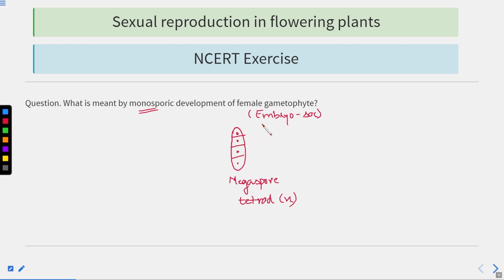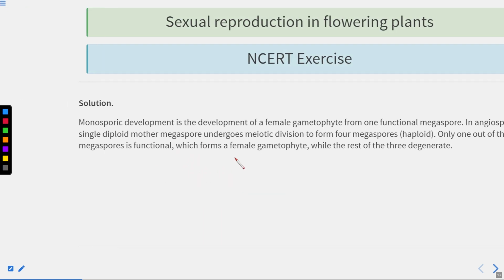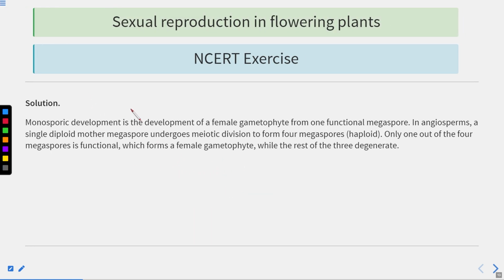Now, out of these, 3 will degenerate and only 1 will be left, which is known as the functional megaspore, and this will undergo mitotic divisions to form the 7-celled and 8-nucleate embryo sac. This is known as monosporic development. What is diasporic? Where 2 cells, or 2 nuclei of the tetrad, are used. What is tetrasporic? Where 4 cells are used. Now, monosporic development is most common in the angiosperms.